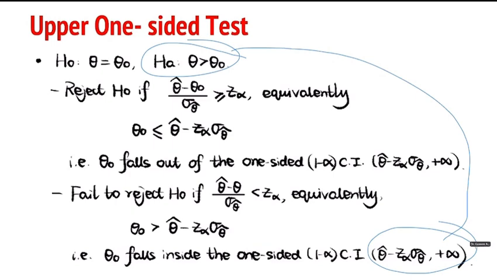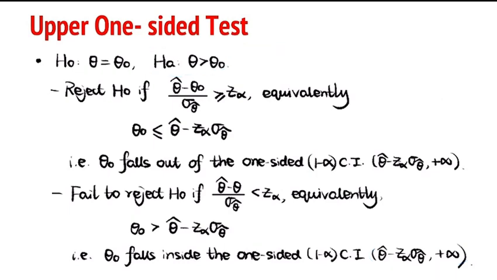So when I'm conducting an upper one-sided test and I want to use a confidence interval to make a decision, the confidence interval I'm going to use is the lower one-sided confidence interval. I'm going to reject the null hypothesis if theta naught falls outside of that, and if theta naught falls inside the lower one-sided confidence interval, we fail to reject.